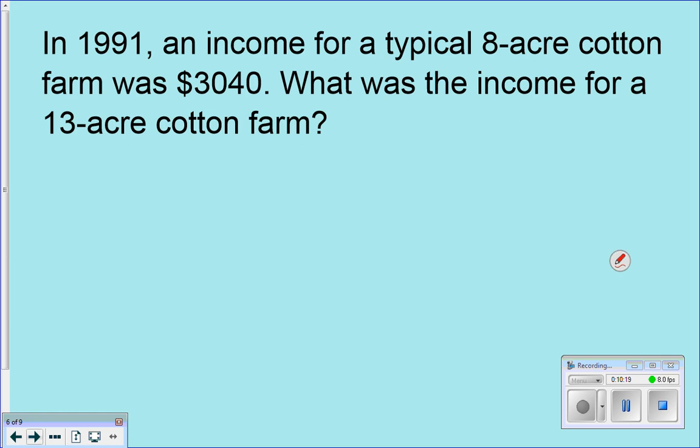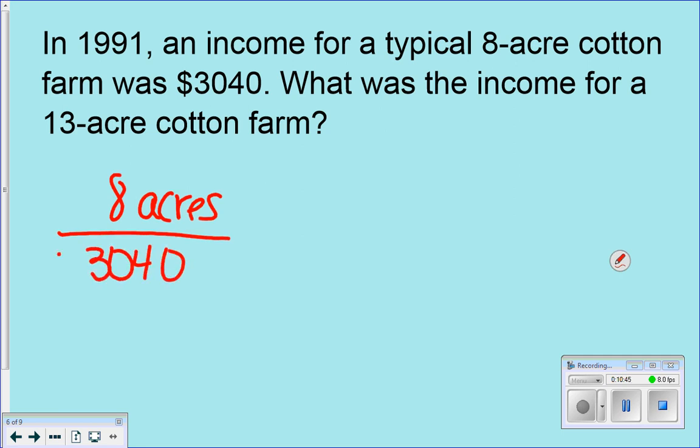Okay? So if I say in 1991, an income for a typical 8-acre cotton farm was $3,040. Do you see a rate already? What's your rate? What am I comparing? $3,040, right? So first you're going to write that in a rate. 8 acres over $3,040. Okay, we have our one rate.